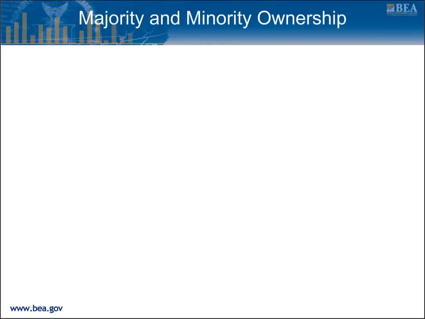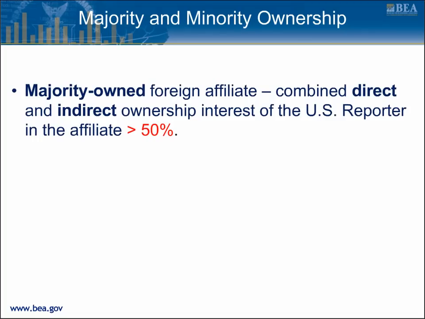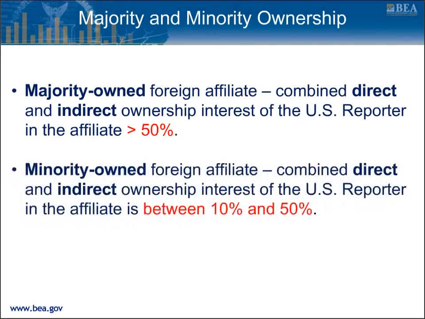A foreign affiliate is either majority-owned or minority-owned by its U.S. parent. A majority-owned foreign affiliate is the one in which the combined direct and indirect ownership interest of the U.S. reporter of the affiliate exceeds 50%. A minority-owned foreign affiliate is one in which the U.S. reporter owns between 10 and 50% of the affiliate.